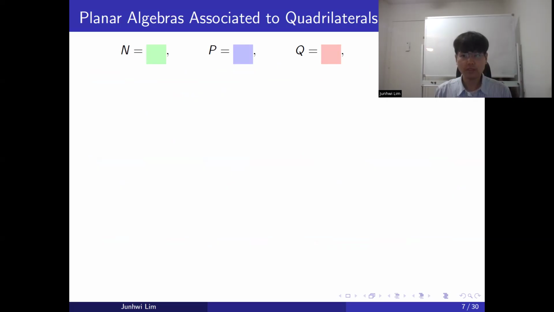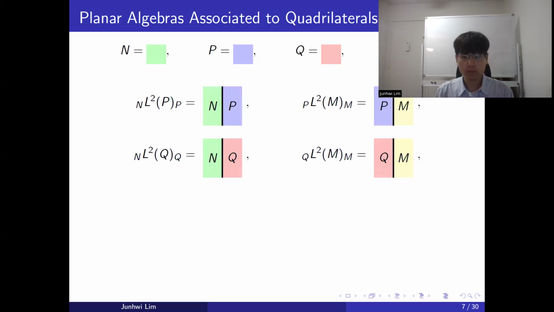Now I want to introduce the diagrammatic expressions for the Jones projection associated to quadrilaterals. First, we assign colors to the factors: green to N, blue to P, red to Q, and yellow to M. Next, we express the bimodules with the vertical strings, and we color the regions on the left and the right by the corresponding factors. What you see here are the generating bimodules for the planar algebra.